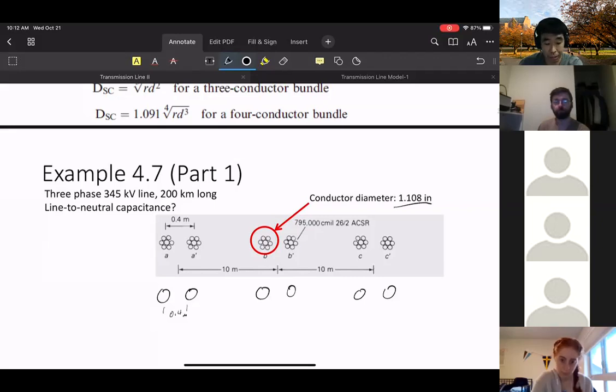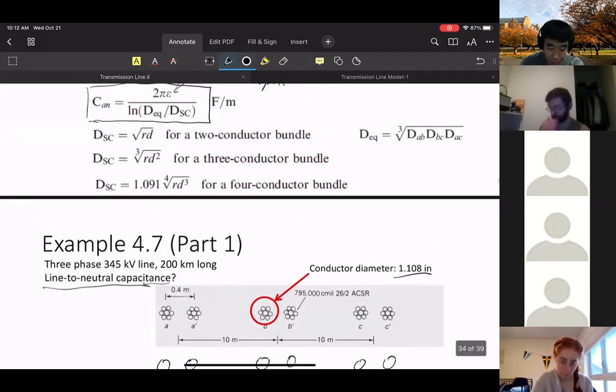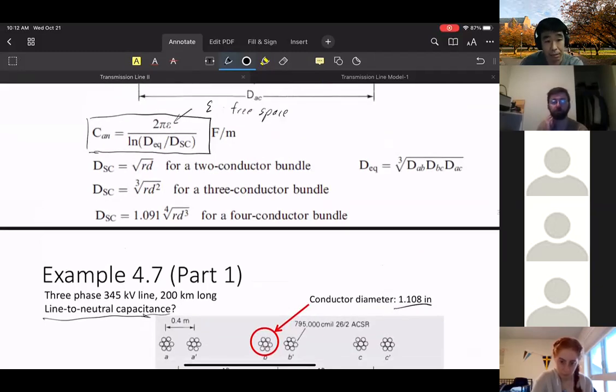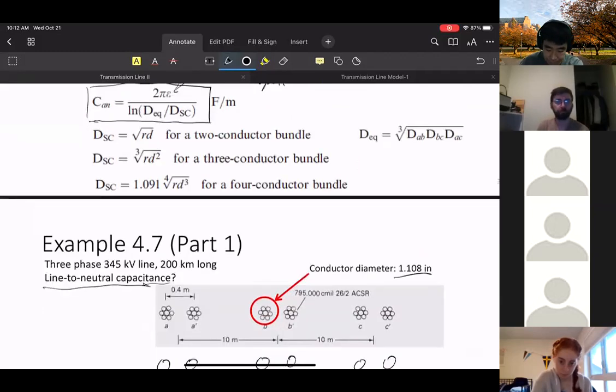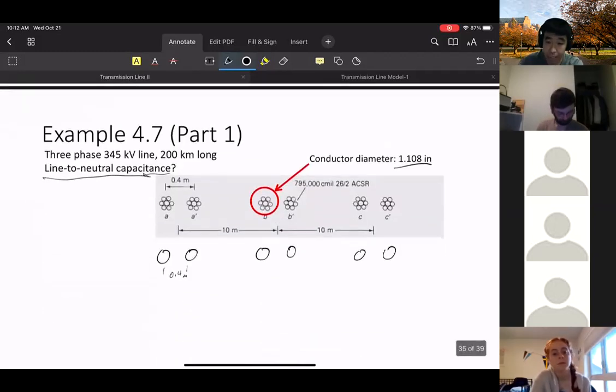So we're going to compute the line to neutral capacitance. We're basically going to find all the numbers to substitute into this equation up here to find the line to neutral capacitance. So let's do this question.